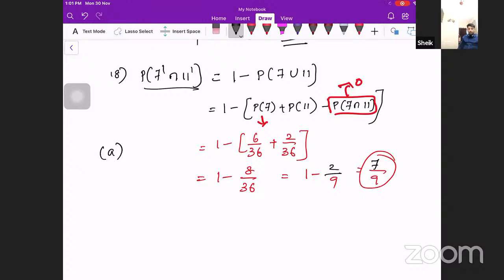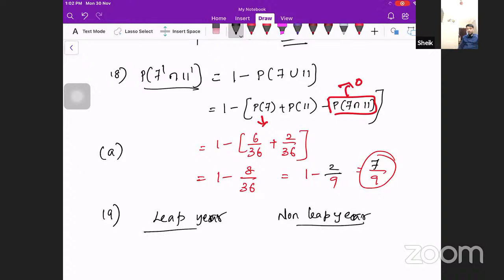Okay. Next one, sum number 19. What is the probability of a leap year? Please remember one thing. This is a very important type of question. One is leap year. The other one is non-leap year.